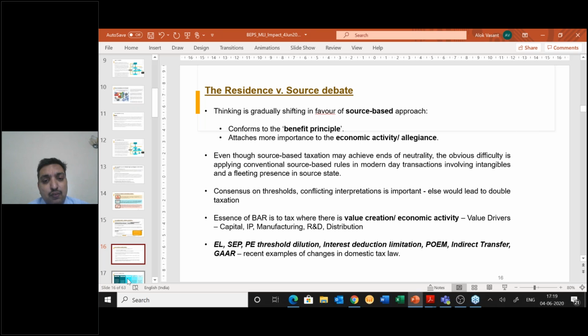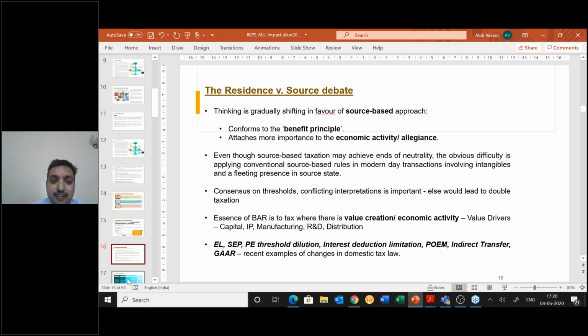Now, if you look at what are the changes which have happened in India, we'll come to it a little later. But the point I'm trying to say is because of this BEPS action plan, there have been changes in the domestic law, and these changes India has already implemented in the last 2 or 3 budgets. They've made changes in the domestic law, and we'll see what all changes have been made and pursuant to what all action plans.